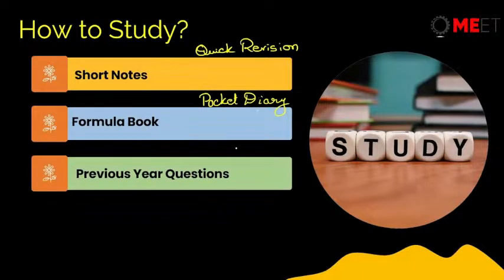Then the third thing, go through the previous year questions. The GATE examination was first held in 1984. From that till date, 2023, there are around 40 years of GATE questions that are available. Once you go through these previous year questions, you will be in a position to understand how the examination questions will be asked and how you will be able to solve these kind of questions.